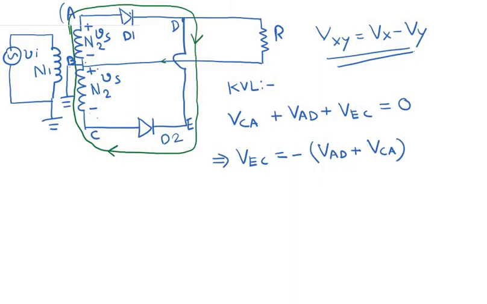Now let us consider the positive part of the cycle. As I said that during the positive part of the cycle, or when Vs is basically positive, this diode D1 is forward biased and this diode D2 is reverse biased. So since D1 is forward biased, this voltage across D1 is always approximately constant at V gamma. So VAD is basically V gamma here, and then VCA, which is basically VC minus VA, which is the voltage that appears across the total secondary coil. So this is equal to 2 Vs.